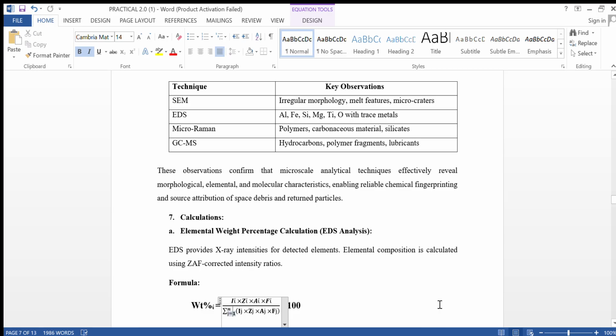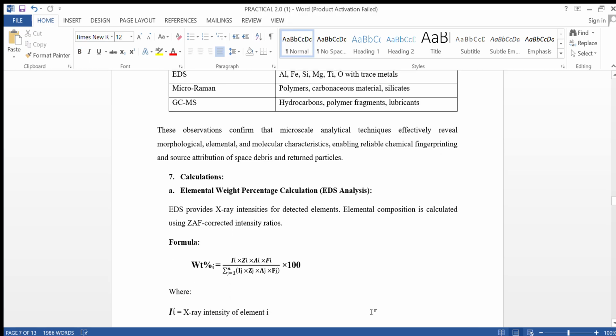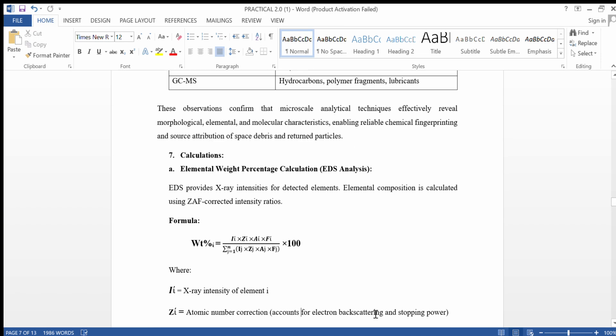So the calculations are: elemental weight percentage calculation, EDS analysis. EDS provides X-ray intensities for detected elements. Elemental composition is calculated using ZAF corrected intensity ratios. The formula is given below, where Ii is equal to X-ray intensity of i.